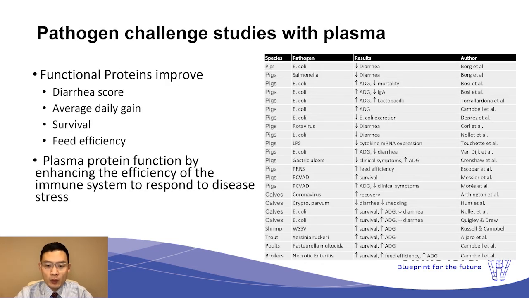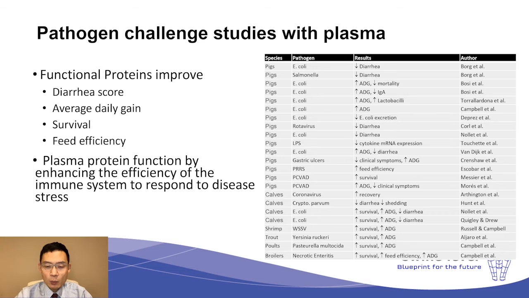Certainly, as a company, we produce plasma proteins, and in the past we have done a lot of plasma challenge trials. As you can see here, we have run trials with pigs, calves, and poultry, and also aquaculture species on all kinds of challenges: E. coli challenge, Salmonella challenge, or virus challenge like PRRS challenge or PCV2 challenge.